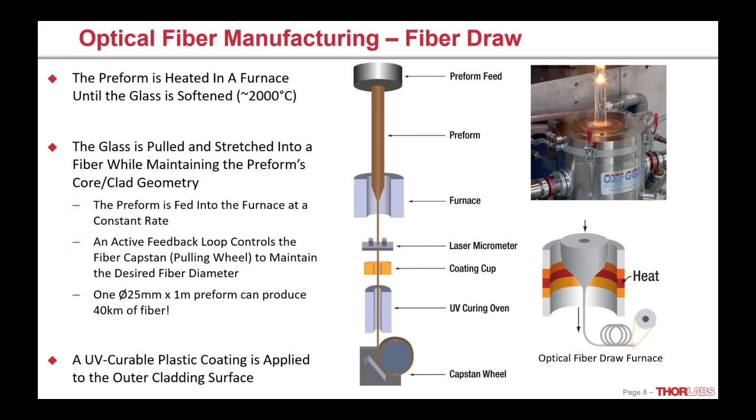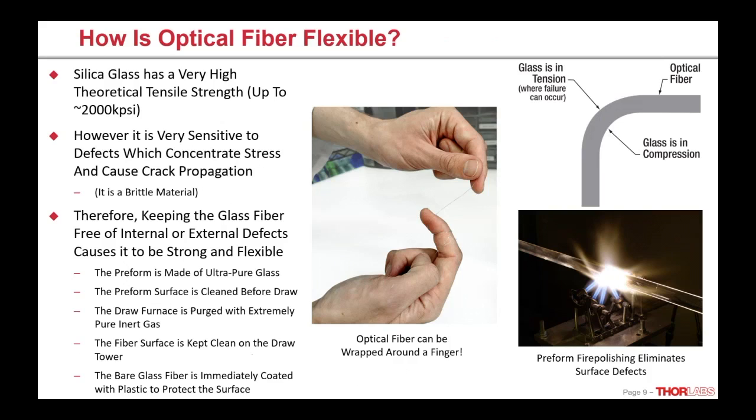One common question that comes up when we're talking about fiber manufacturing or fibers in general is, how is this stuff flexible? I mean, it's made out of glass. How does that work? And the answer to that is, first of all, if you've ever handled fiber, it's incredible. You can wrap it around your finger, it doesn't break, it's very strong. So glass as a material, pure silica glass, has a very high theoretical tensile strength.